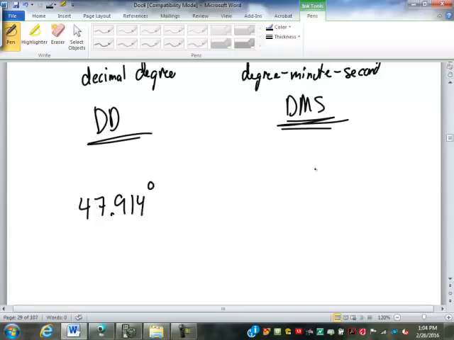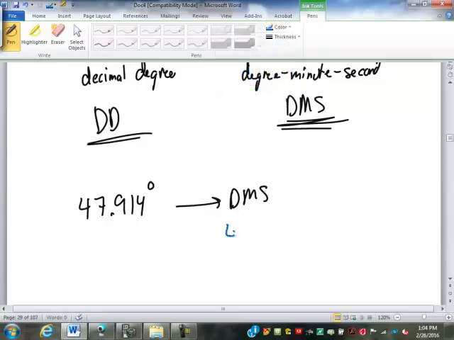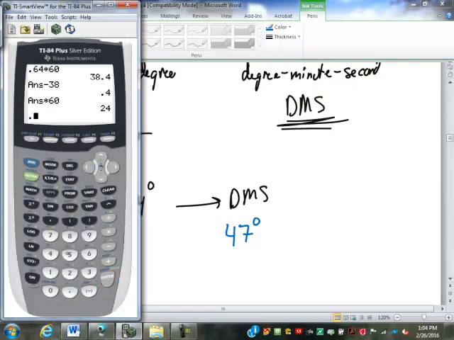47.914 degrees. And I want to convert it to degrees, minutes, and seconds. What will my first step be? Just take the 47 degrees. You're correct. So take the 0.914 times 60 to make it into minutes. I get 54.84, so what do I do with that?